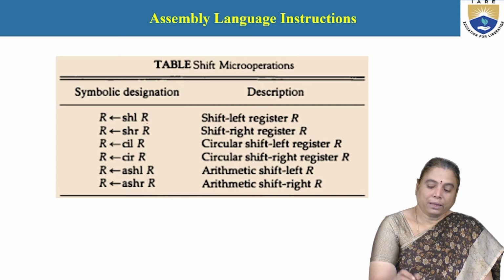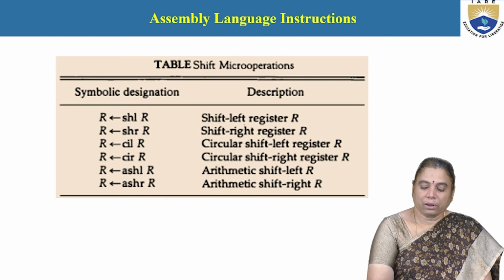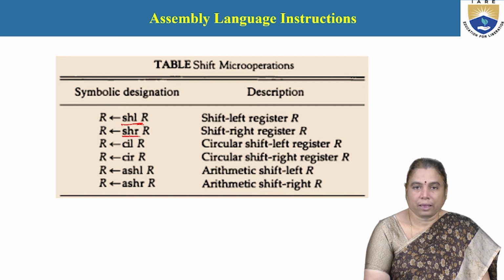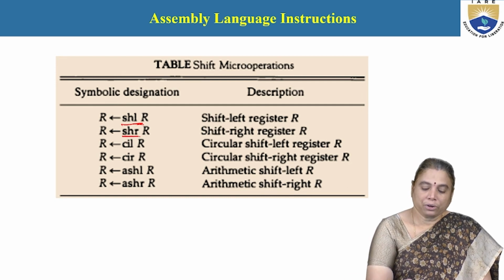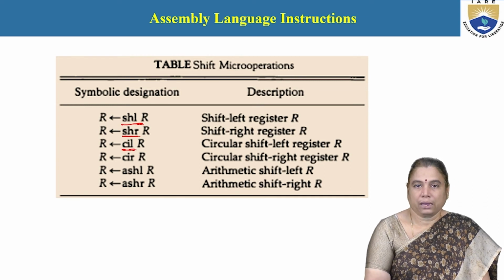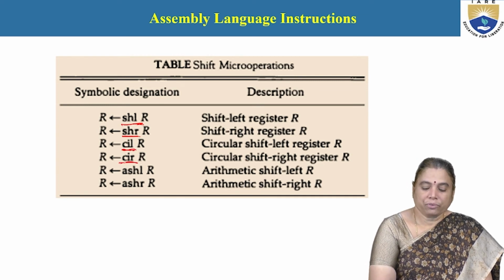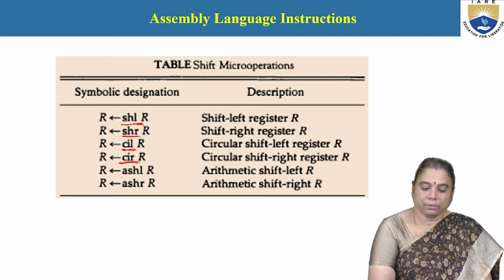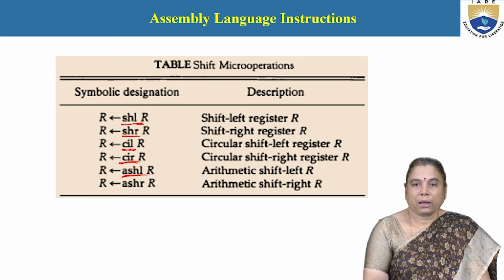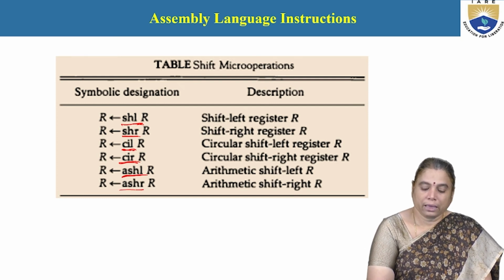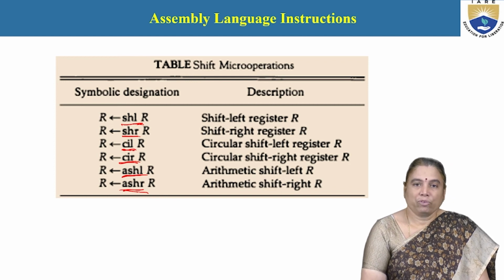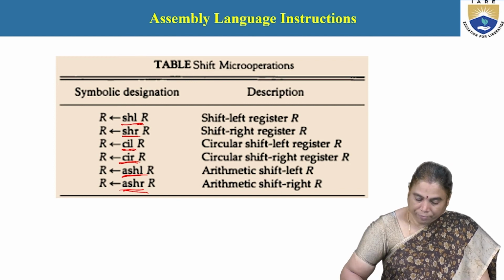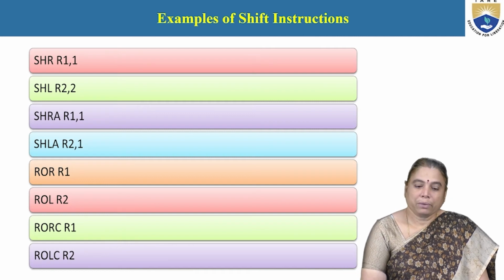The mnemonic used to perform the logical shift left operation is SHL, and to perform the logical shift right operation is SHR. To perform the circular left shift operation is CIL. To perform the circular right shift is CIR. To perform the arithmetic shift left operation is AHL. To perform the arithmetic shift right operation is AHR. So by using these mnemonics, the shift operations can be performed.